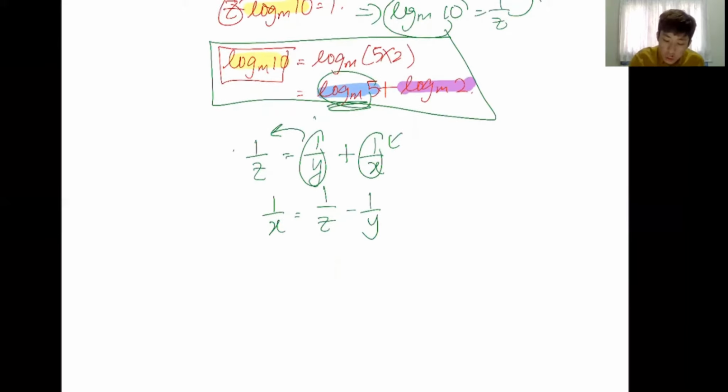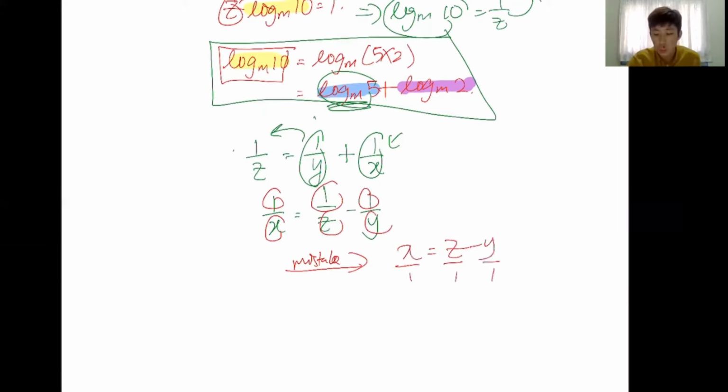So what I want to do, okay, there's one mistake that people tend to make again. The mistake people always make is, people say, oh, my teacher taught me I can flip. So I flip this one, I flip this too. So I get x equals z minus y. After I flip, x over 1 equals z over 1 minus y over 1. Is this correct? Wrong. Okay, this is wrong. Why? I tell you why.